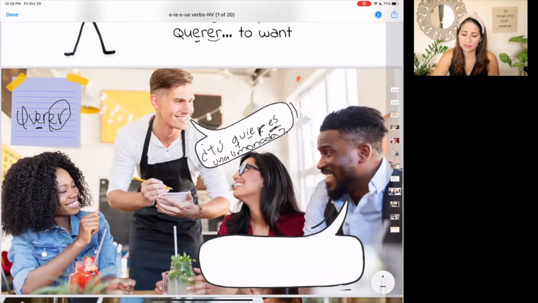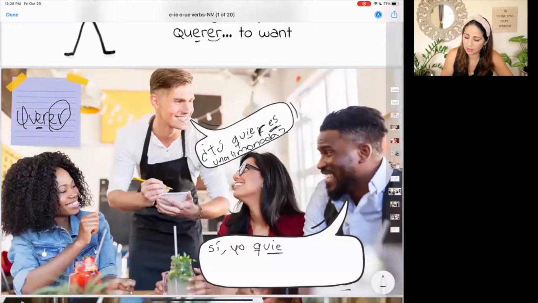And let's say the guy's like, yes, I want a lemonade. Sí, yo quiero una limonada, por favor. Limonada, por favor, that's please. And then gracias.